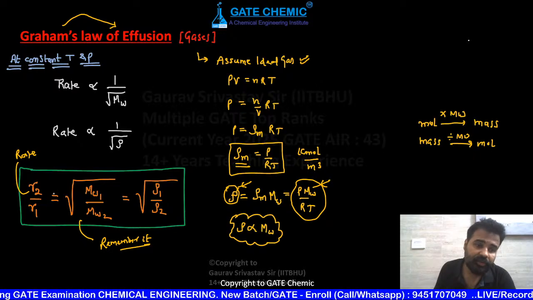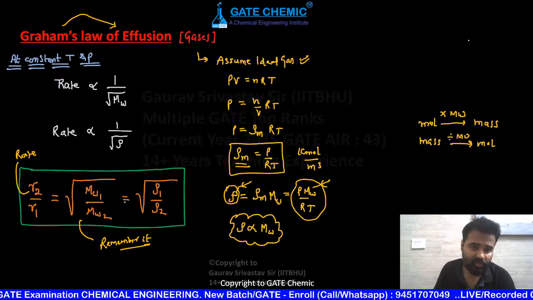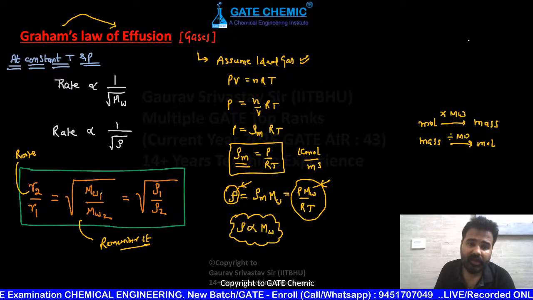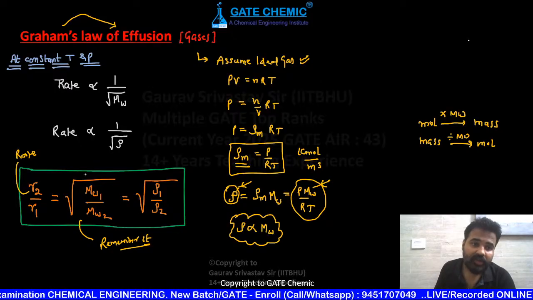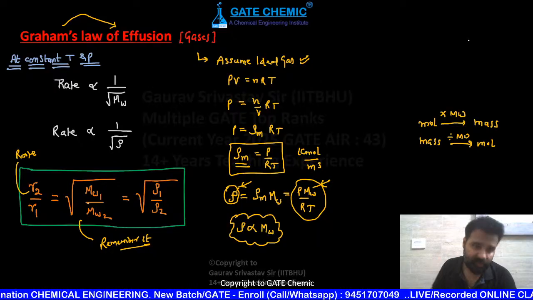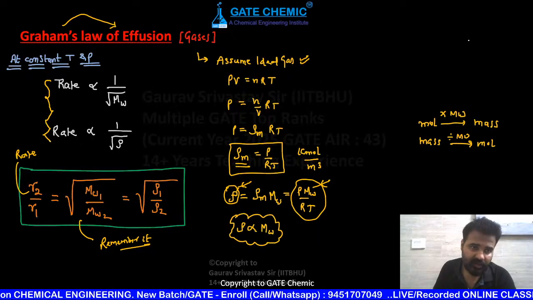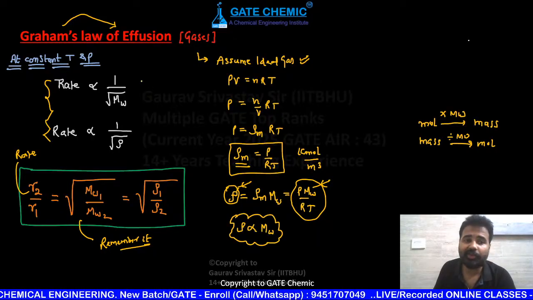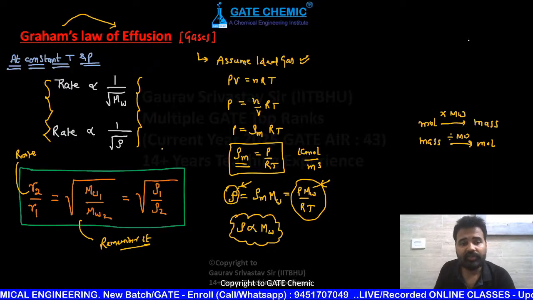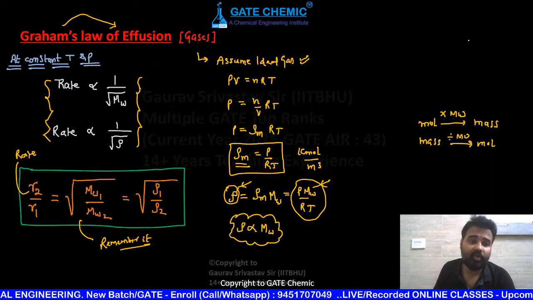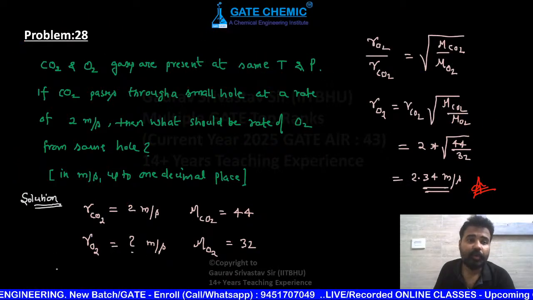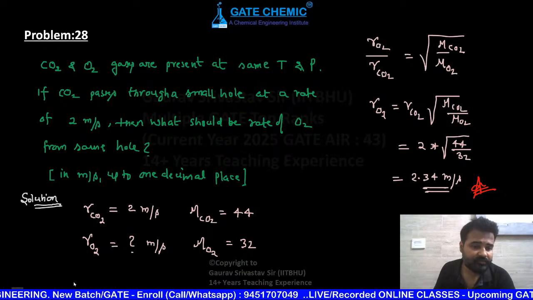And this R is not radius, this R is rate. So rate of diffusion for some gas whose molecular weight is MW1, and if the second is MW2, then what is the rate of that gas? So it is very easy, inversely proportional to their square root. Inversely proportional to their square root.